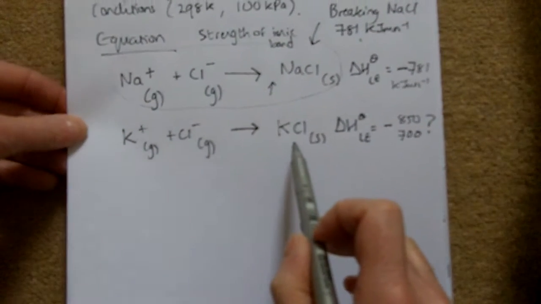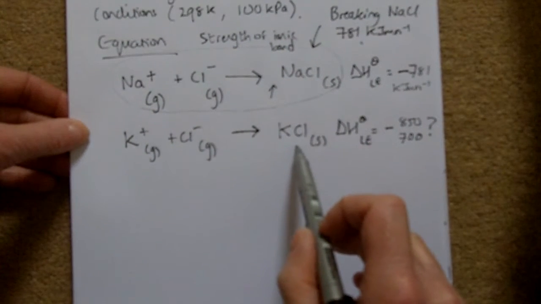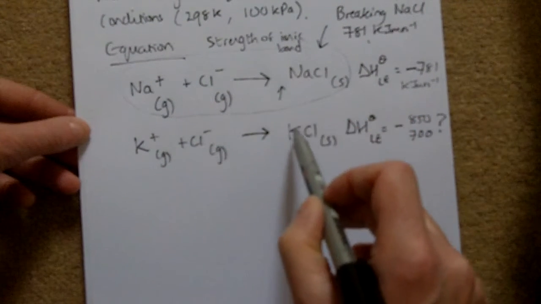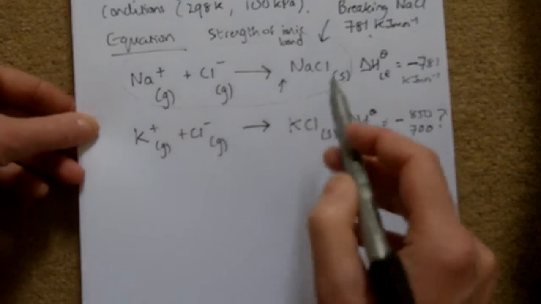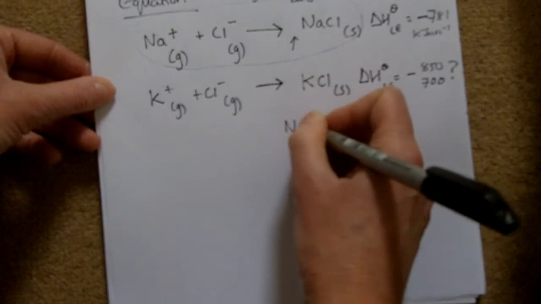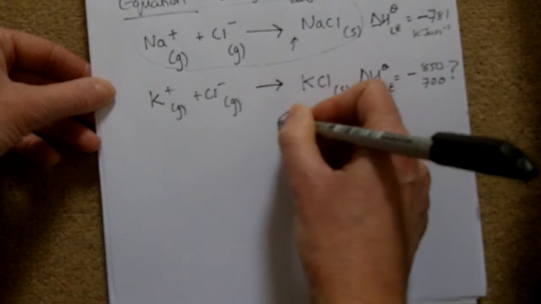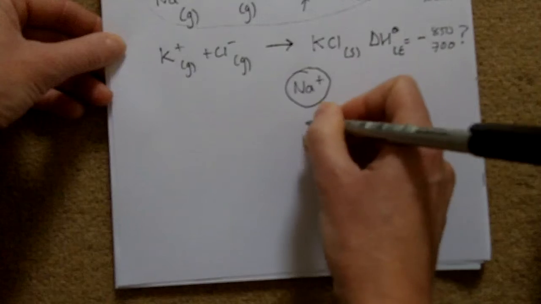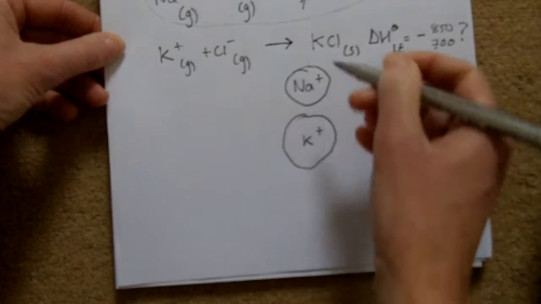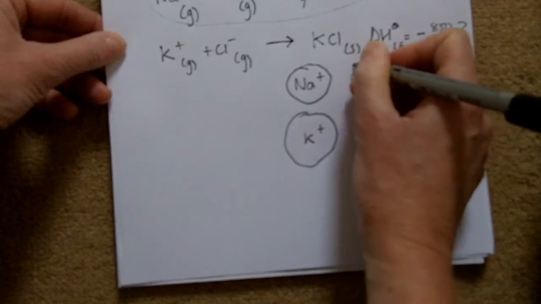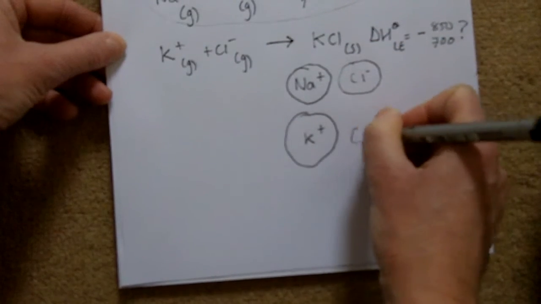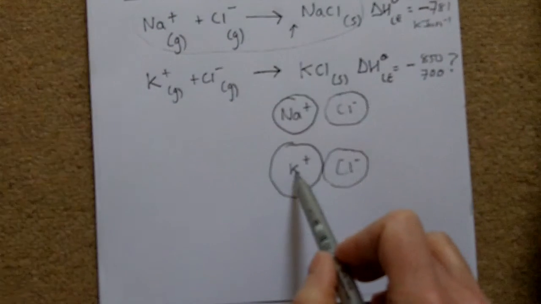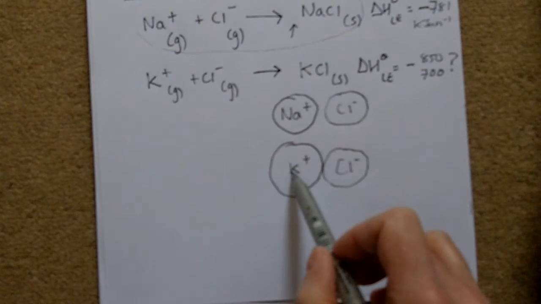Okay, so let's look at potassium chloride. Is potassium chloride going to be easier to break up or harder to break up? Well, the only difference here is the size of the ion. So Na plus is smaller than K plus. The chloride is the same size for both of them. But the K plus is a larger ion.